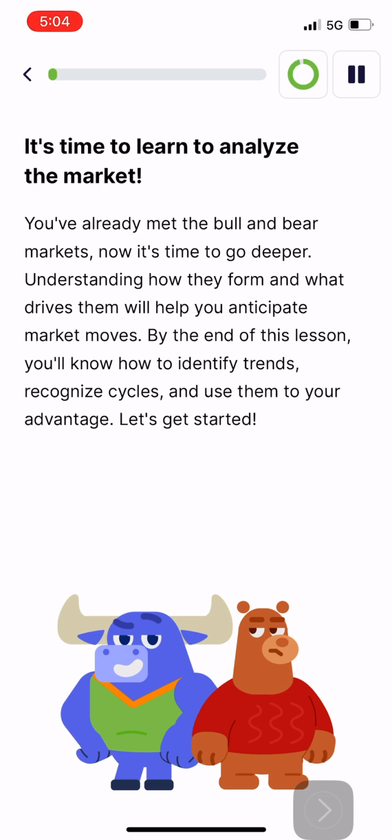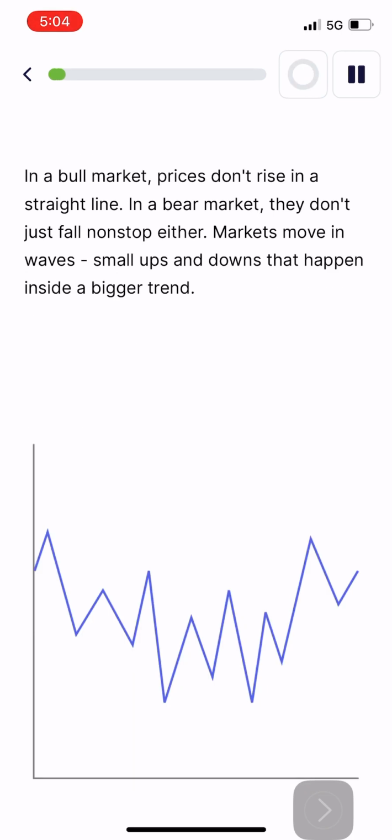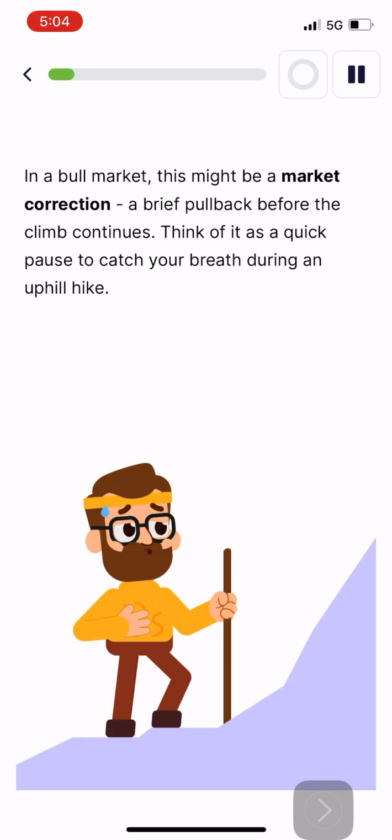Let's get started. In a bull market, prices don't rise in a straight line. In a bear market, they don't just fall non-stop either. Markets move in waves, small ups and downs that happen inside a bigger trend. In a bull market, this might be a market correction, a brief pullback before the climb continues. Think of it as a quick pause to catch your breath during an uphill hike.